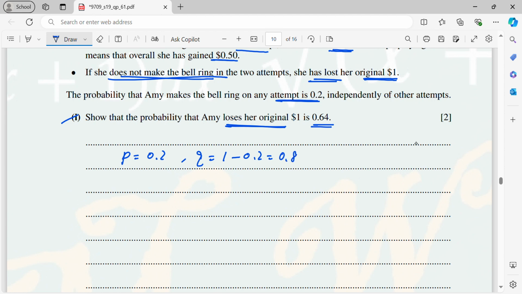Now, she loses $1. So when she loses $1, it means that she does not make the bell ring, which means both attempts are failures. So the probability will be q squared because both are failures. That is 0.8 squared, then you will get 0.64. So done for the first part.